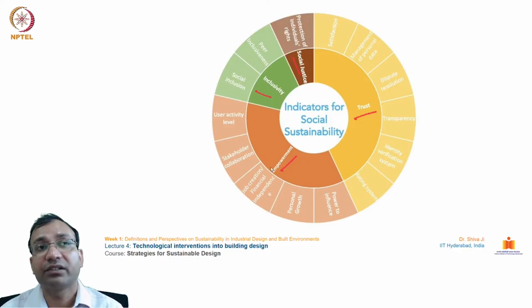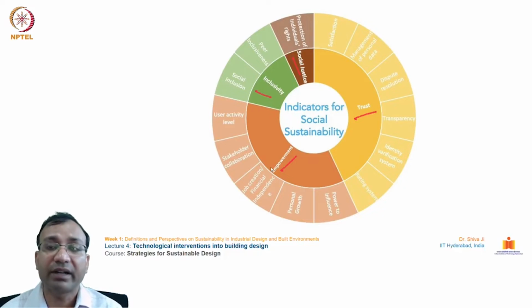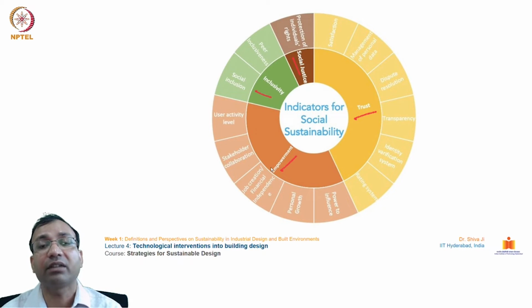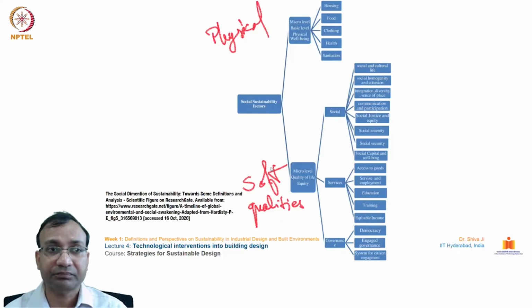And then the last one is social justice, the protection of individual rights. Every human right, every fundamental right of the individual in the society, should be preserved and maintained. Then it becomes a socially just system.